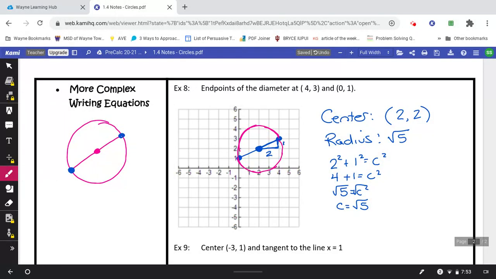When it's time to write the equation, do the opposite signs of the center. So (x minus 2) squared plus (y minus 2) squared, and I need to square the radius, which then cancels out the square root and the square, leaving me an answer of 5 in my equation.